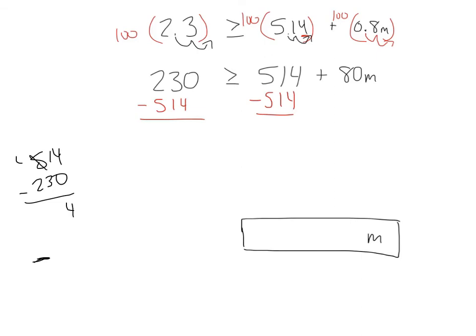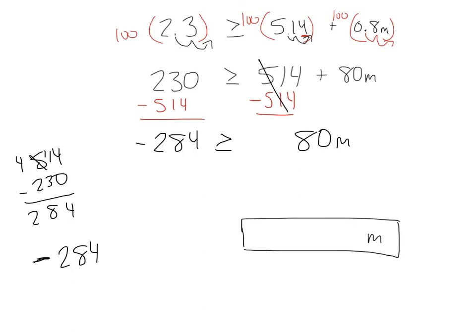Can't do that. Make that a 4, bring the 1. 11 minus 3 is 8. 4 minus 2 is 2. So it's 284, but remember we're kind of just modifying it here a little bit. So it's actually going to be negative 284. Okay, so that becomes negative 284, greater than or equal to, those cancel. You're left with an 80m.